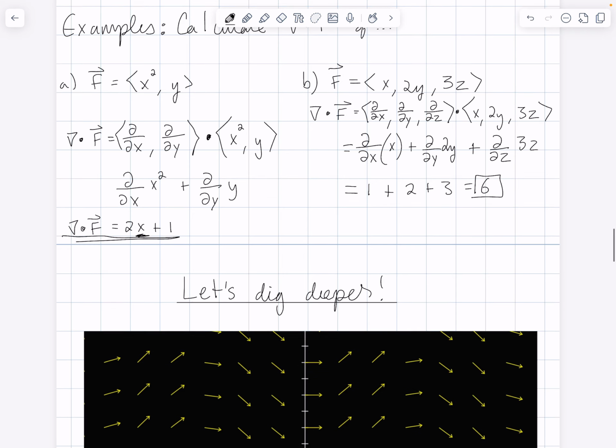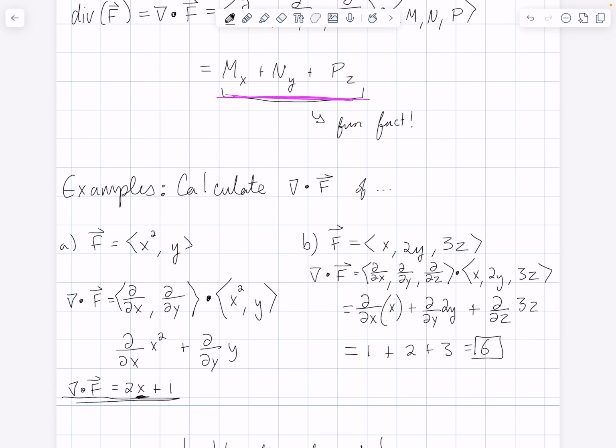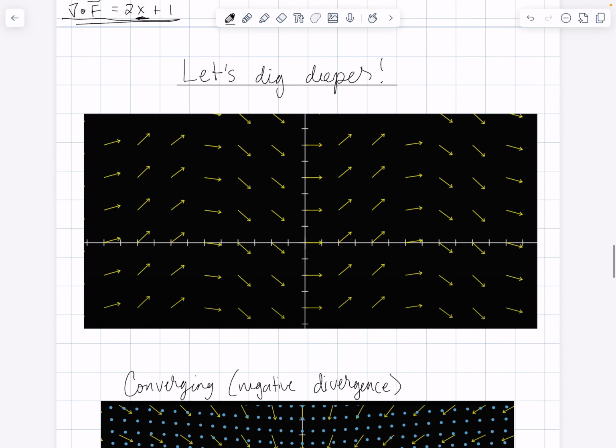But what exactly do I mean by spreading? So let's dig ourselves a little bit deeper now that I've given us a mathematical base. And let's make sure we really, really conceptually understand what we're doing here with divergence.